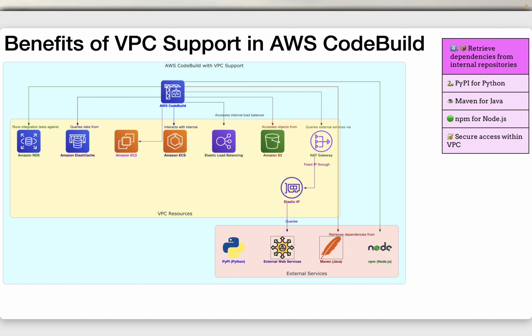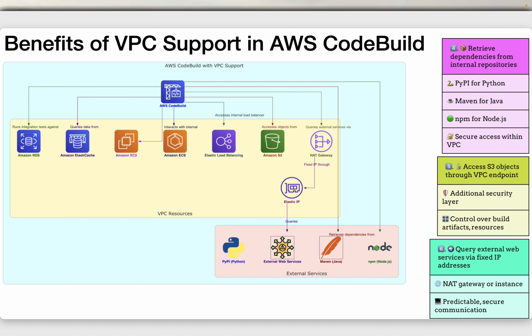CodeBuild can query external web services that require fixed IP addresses by utilizing the elastic IP address of the NAT gateway or NAT instance associated with your subnet. This allows your build process to communicate with external services in a predictable and secure manner.